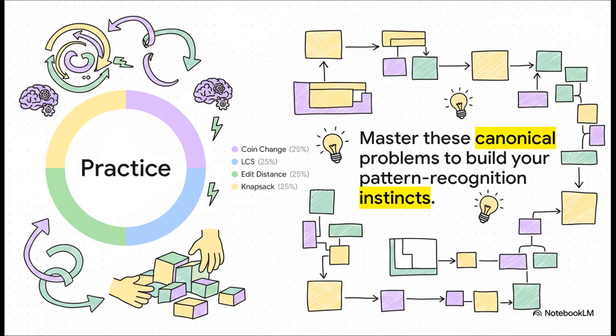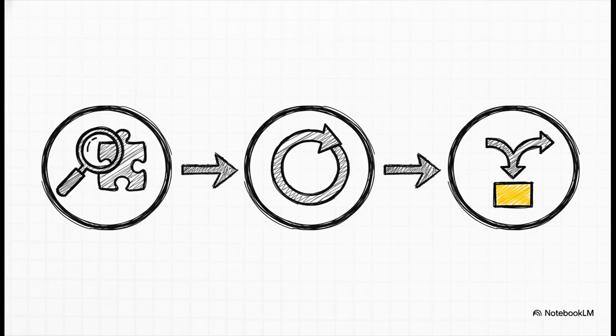Look, to get good at this, you just gotta practice. You have to build up that pattern recognition muscle. So get your hands dirty with these classic problems. Things like the coin change problem, longest common subsequence, edit distance, the knapsack problem. They're like the fundamental exercises. Each one teaches you something new, and that's why this stuff is so critical in fields from bioinformatics all the way to financial modeling.